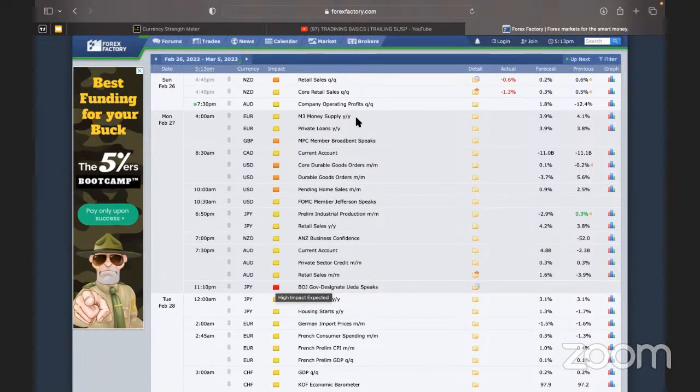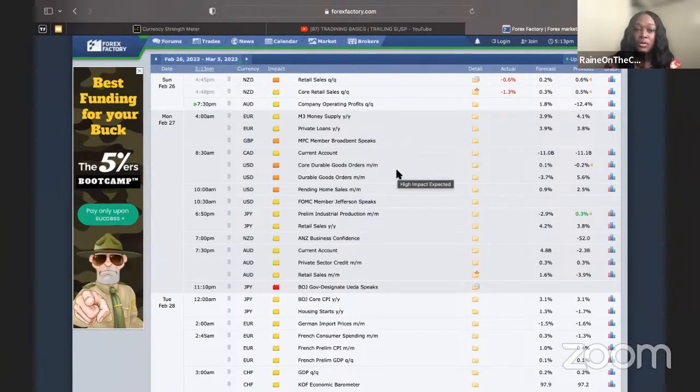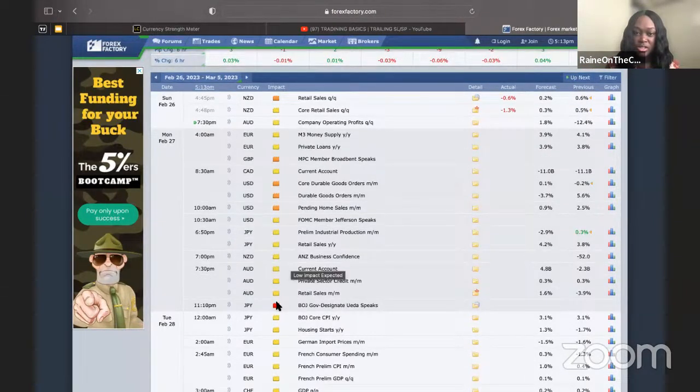Yes, that makes sense. Okay, awesome. So once we look at this, we know red folder, we're not trading. And then we know, okay, I can go ahead and trade. Thank you.